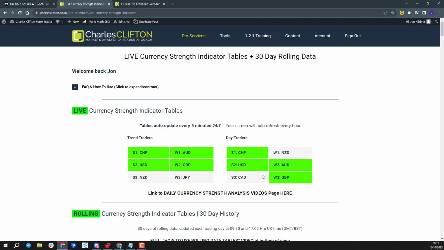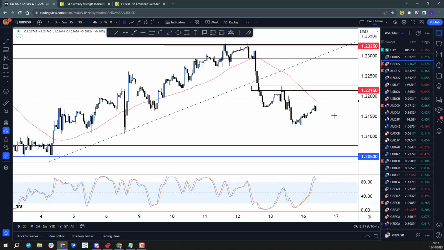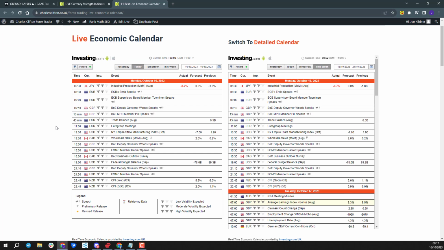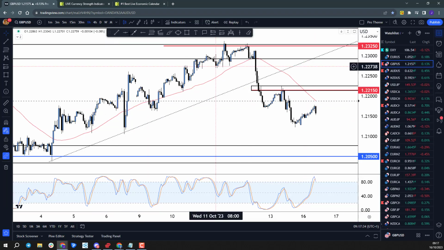Now I am watching cable, which is pound US dollar, right now. We can see that we're starting to get a little bit of an opportunity potentially developing on this market. Now before we jump into that, I do have to let you know there is a little bit on the slate today. We've got the Bank of England members speaking today. We've also got some data out of the US and CAD, so lots of stuff going on with the pound today, which could obviously be impacted by the news. Now I have got a couple of alerts set.